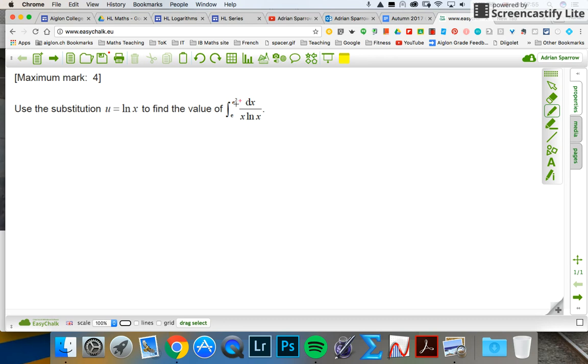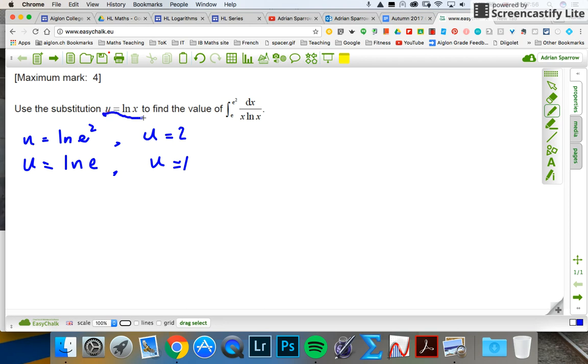So what I mean is, if this is x equals e squared, then u will equal log e squared. And with that, I can bring the 2 to the front, and log e is 1. So in this instance, u will be 2 when x is e squared. And similarly, if I take the lower limit, which is e, I have log e, which means that u is 1. Now those are the limits I'm going to put back into the integral.